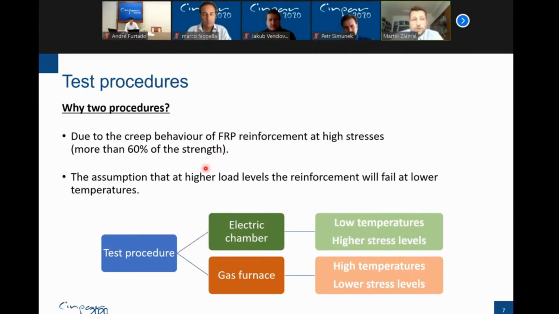But also we may get the assumption that for the higher load levels, we may suppose that reinforcement will fail at lower temperatures. Therefore, we use the electric chamber for low temperatures up to 300 degrees, and gas furnace is used for the high temperatures up to 900 degrees Celsius.